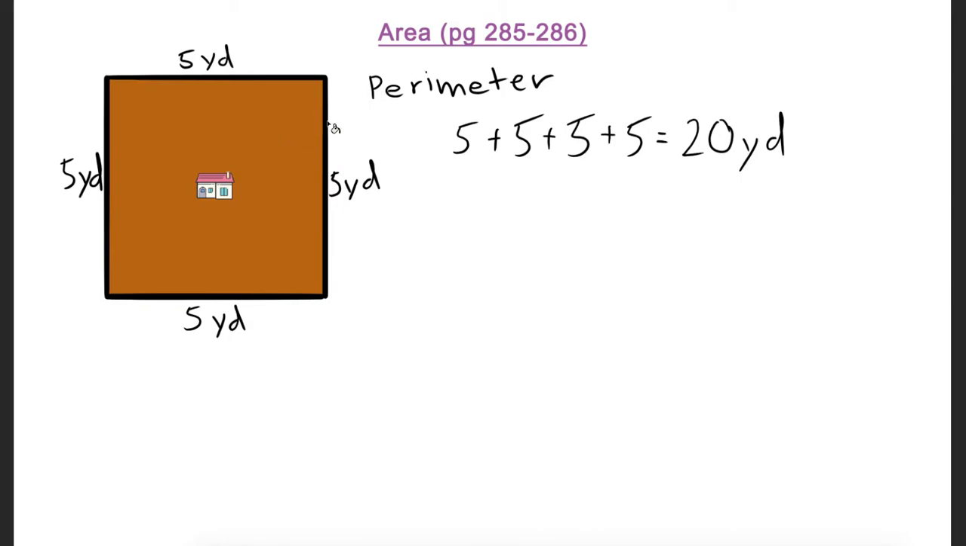That would look something like this, right? No, that's not what I want. I want the whole inside also to be covered in grass. So how do I figure out how much grass I need to buy? All right. So this is where area comes in.